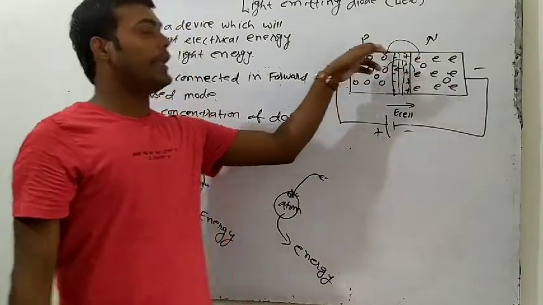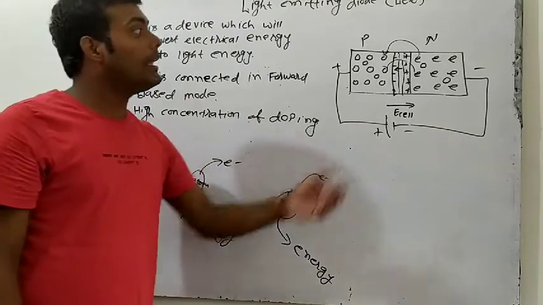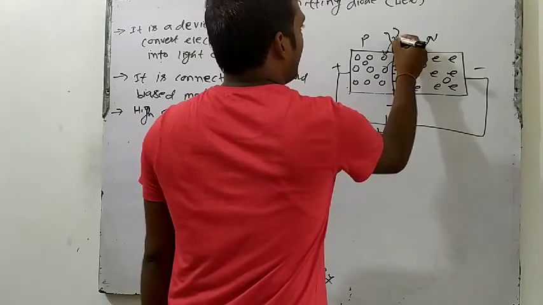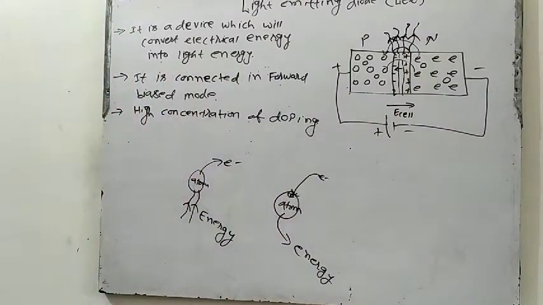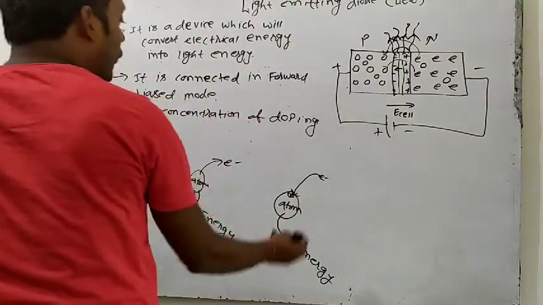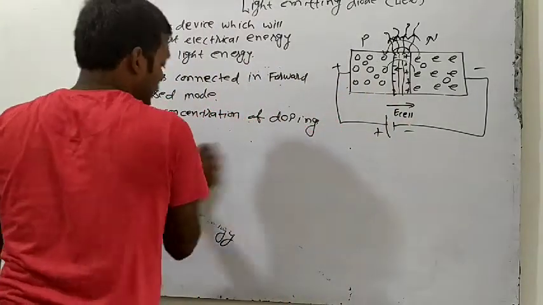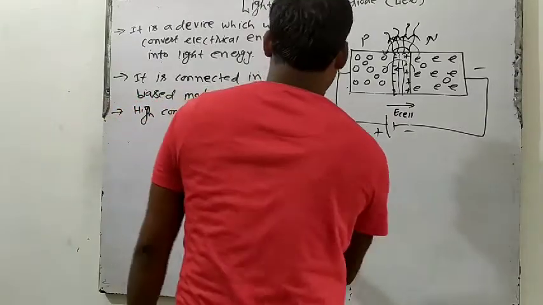So when electron will recombine with the hole, then the system will be stable, so it will release energy. So it will release energy in the form of light. It will release energy in the form of light from the depletion region. So what will happen, electron and hole will recombine with each other and energy will be released. Why electron and hole are recombining here, because width of the depletion region is very less, so it will recombine with each other.